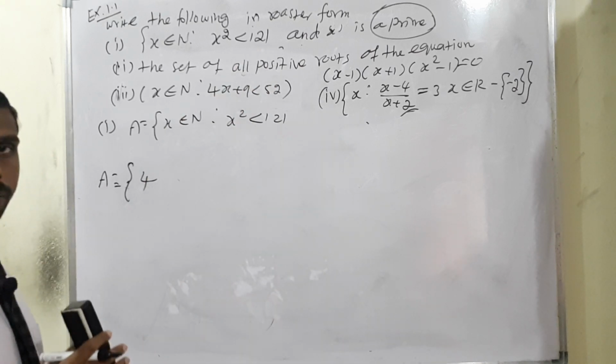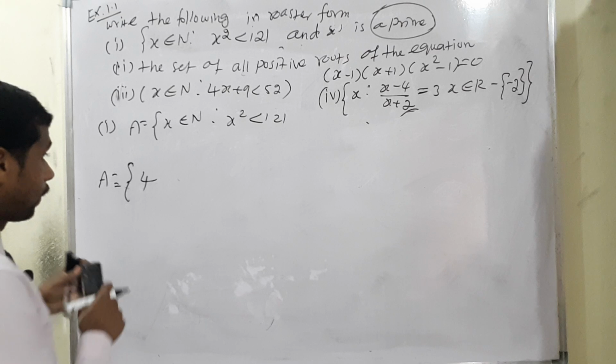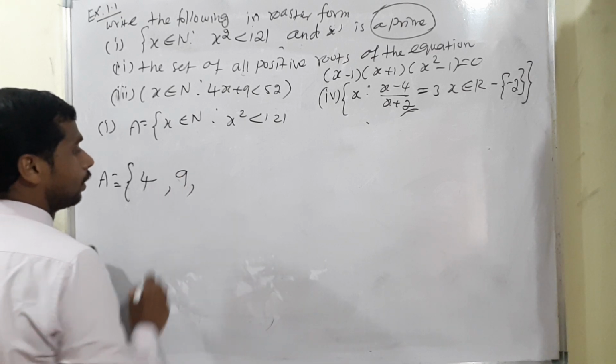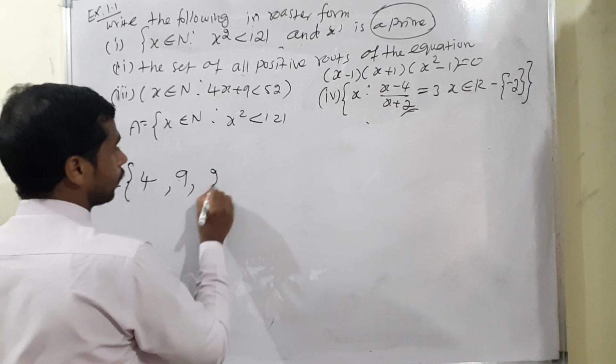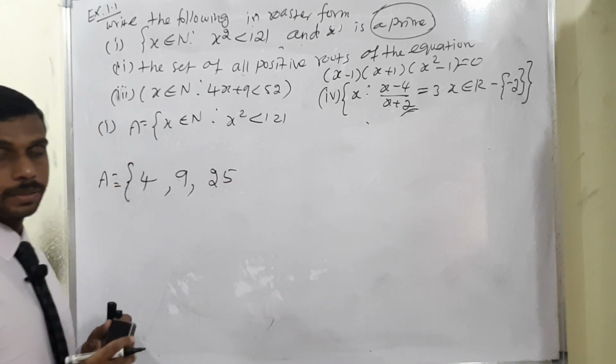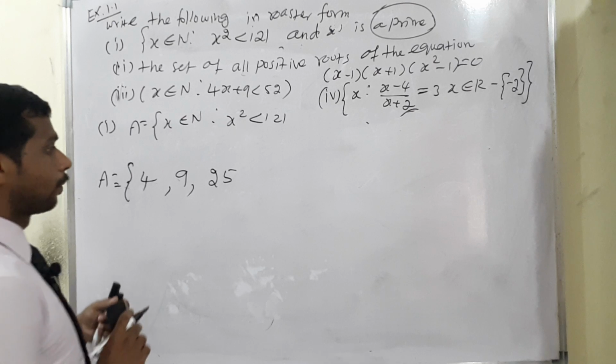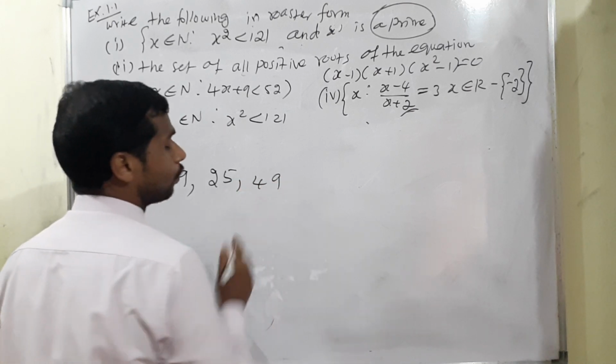The next prime number, 3, is there, isn't it? So 3 squared means the value will be 9. The next one, 4, is not a prime number. 5 means 25. Then 6 is not a prime number. 7 is a prime number. Therefore 7 squared means 49.